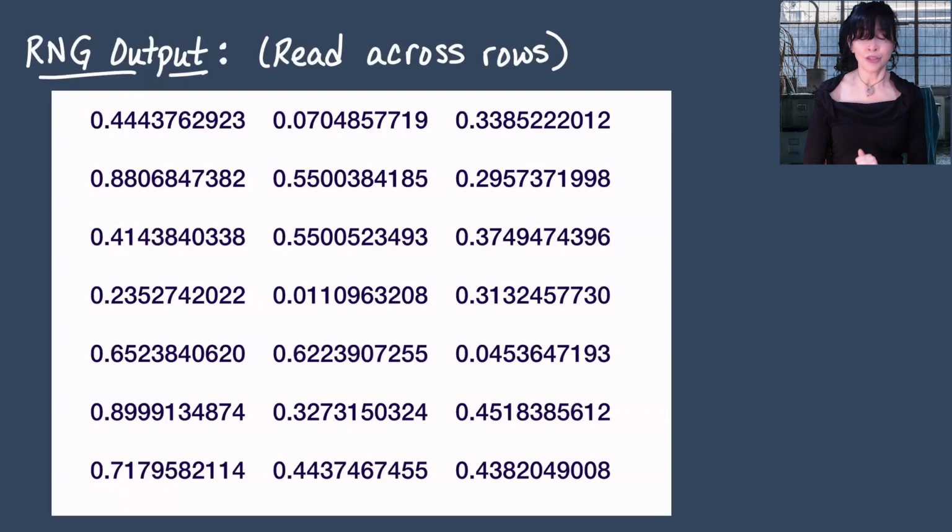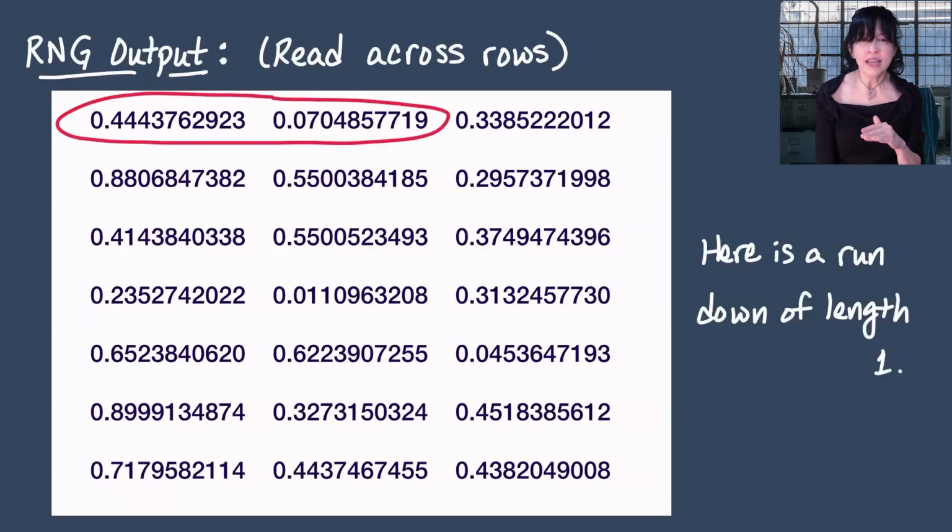So let's look at the first number here, 0.44 something. The next number is 0.07 something. We are going down. The third number is 0.3385 something, so we have turned it around and we've started going up. So when we start looking at this sample, we are looking at a decreasing run. It happens to be of length 1, and that's the thing I want to record. I don't care whether it's decreasing or increasing. Here is a run down of length 1.